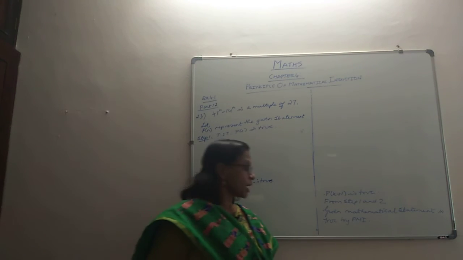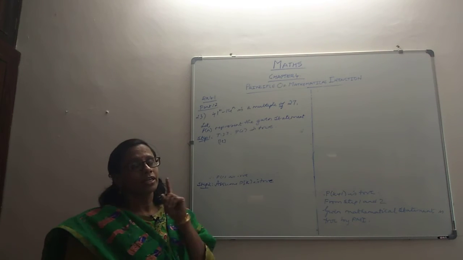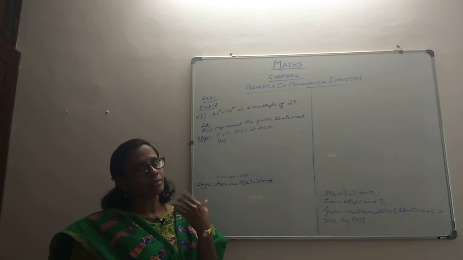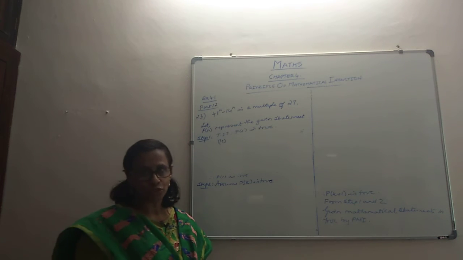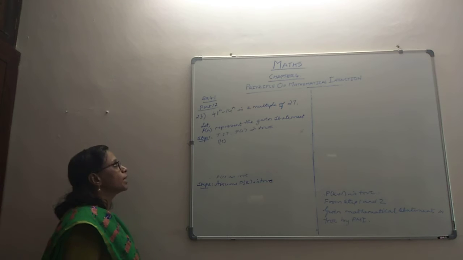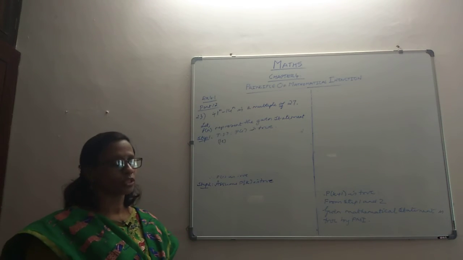Hello folks, this is part 12. It's the last part of our exercise 4.1. Here one problem will be a divisibility problem and one problem will be an inequality problem. So that is our problem number 23. What does it say? 41 raised to n minus 14 raised to n is a multiple of 27. That's what the question says.